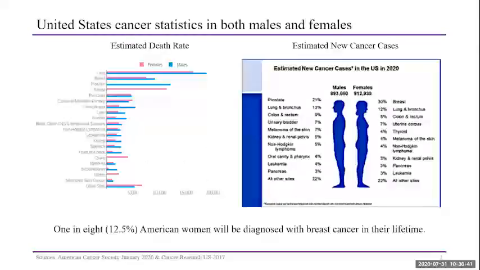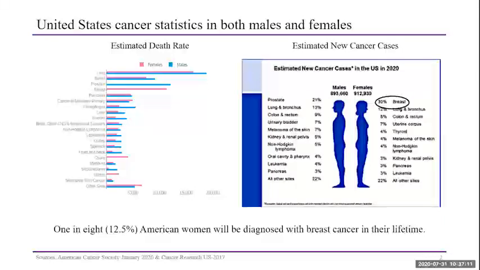So 1 in 8 American women, or approximately 12.5% of American women, will be diagnosed with breast cancer in their lifetime. On the chart to the right, we can see an estimated percentage of the different types of cancer cases in the United States in both males and females. In American women, breast cancer takes up 30% of those new cancer cases, meaning that in 2020, approximately 273,879 of those new cancer cases in American women were breast cancer.